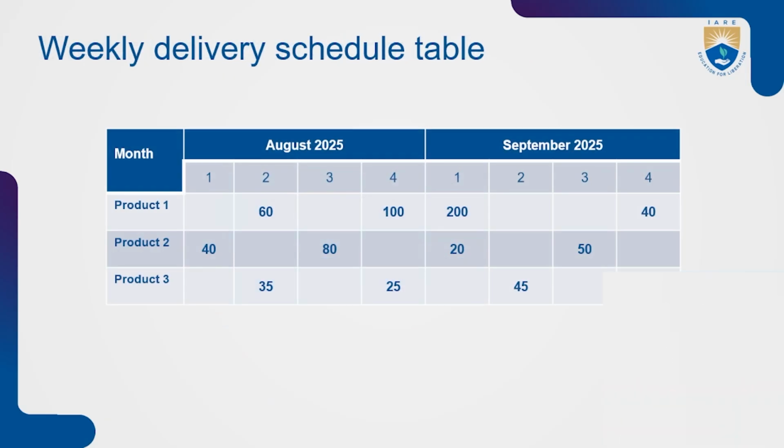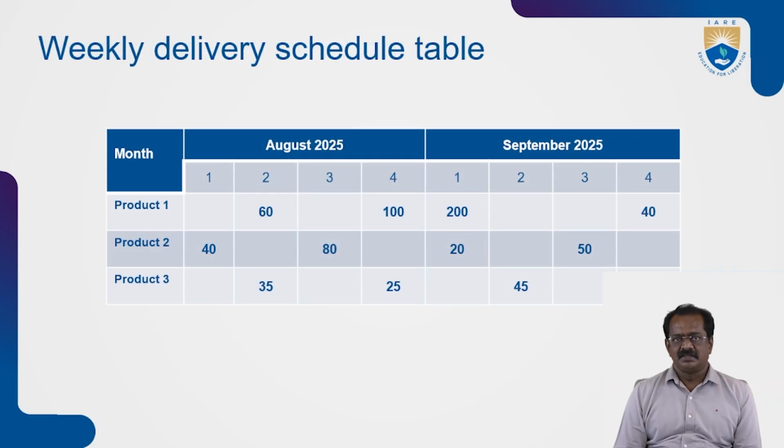So this is a sample of the production schedule. For example, if a small SMS company has to produce product one in August, in the second week it has to produce 60, and it has to produce 100 in the fourth week. Similarly, in the month of September, in the first week they need 200, and in the fourth week they need 40. So like that, the chart is prepared based on the requirement.